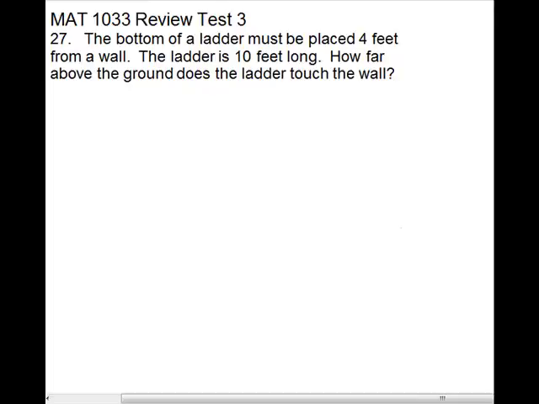Problem 27 says the bottom of a ladder must be placed 4 feet from a wall. The ladder is 10 feet long. How far above the ground does the ladder touch the wall? This is giving us a right triangle problem. So if we have a ladder placed 4 feet from a wall, and this is our ladder, and it is 10 feet long, and this is 4 feet from our wall. Pretend that's straight. And it says, how far above the ground does the ladder touch the wall?